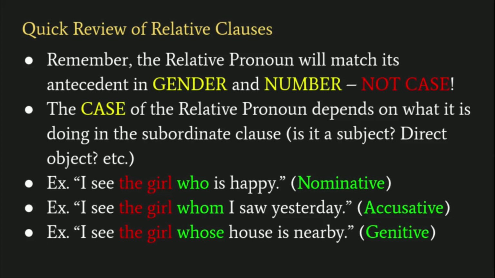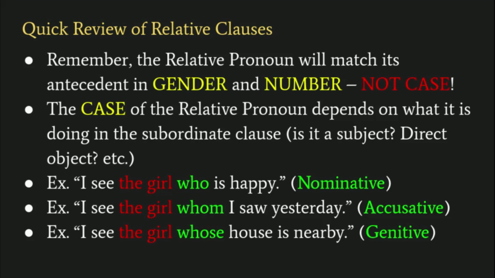But the case is different. If you look at the first example, who is happy? That's a subject. It would be nominative. In the second example, whom I saw yesterday. Whom is not the subject. I'm not saying whom saw. I'm saying I saw whom. In other words, I saw the girl. It's accusative, which is why we say whom in English, and it would have to be accusative in Latin. The last one is showing possession, whose house. It's not a subject. It's saying who the house belongs to. So it would be genitive in Latin, whose.